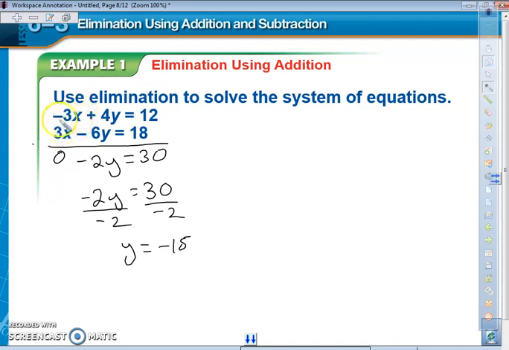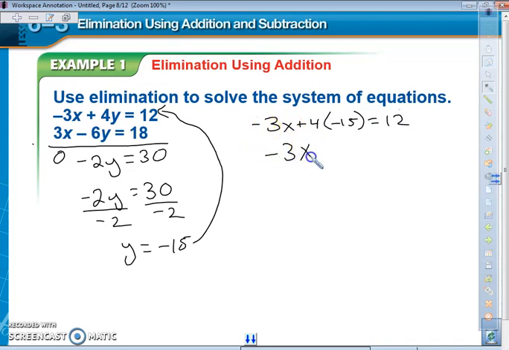This works really well when you've got the same coefficients right here, and especially if one of them's negative, one of them's positive. All right, as soon as we've got y as negative 15, I'm going to take it up. I'm going to choose the top one just because I think it looks a little bit easier. And I'm going to put that negative 15 in for y. So negative 3x plus 4 times negative 15 equals 12. Okay? So I've got negative 3x minus 60 equals 12. Negative 3x equals 72. I just added 60 to both sides to get rid of that.